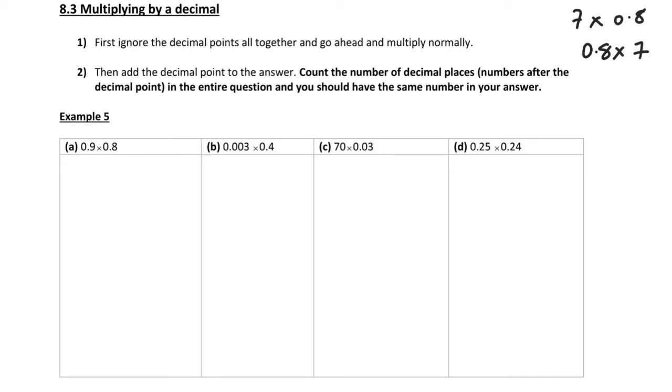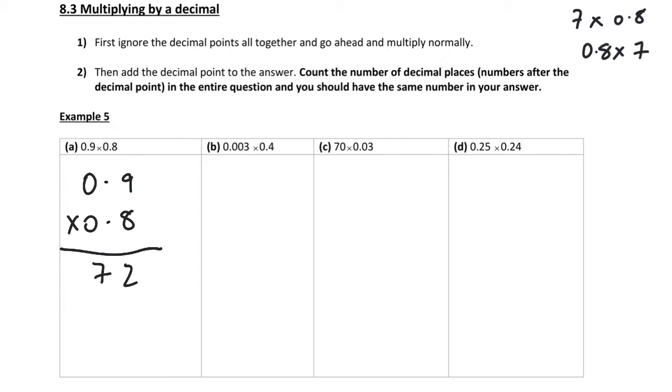So if we look at 0.9 times 0.8, so 0.9 multiplied by 0.8, what we do is multiply those together as if they were just 9 times 8. So 8 times 9 is 72, so we put down a 2 and carry 7. 8 noughts are nought, plus 7 is 7, so we've got 72.